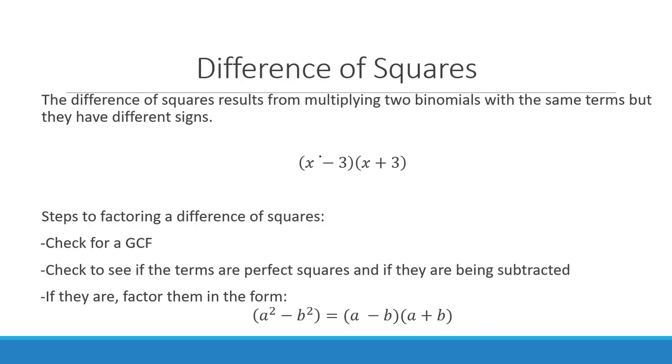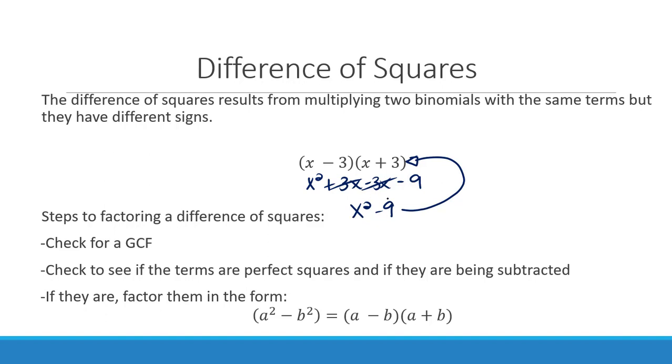So think about what would happen if we multiplied this out. x times x is x squared, x times 3 is 3x, negative 3 times x is negative 3x, negative 3 times 3 would be minus 9. So what happens to these two? They're gone. 3x and negative 3x are gone. You're left with x squared minus 9. So this is going to be the problem, x squared minus 9. You're trying to get to here.